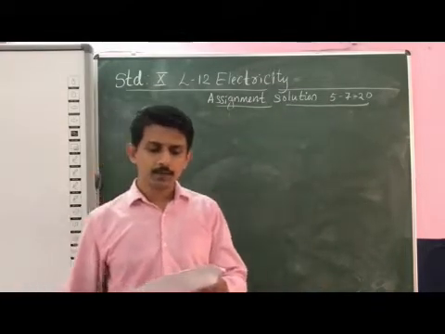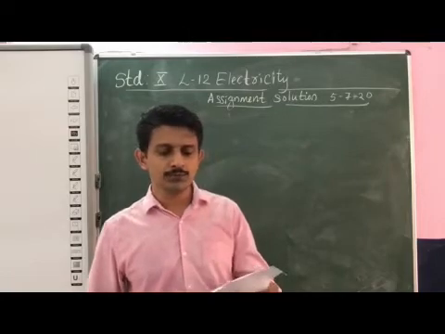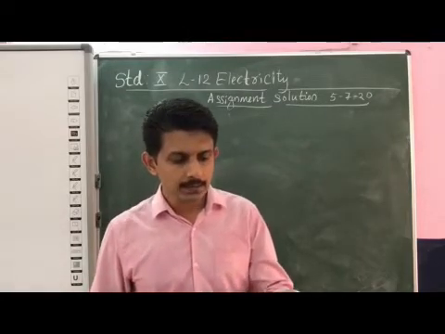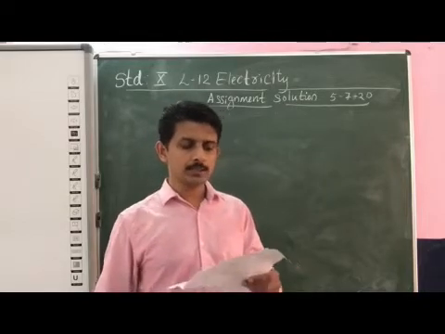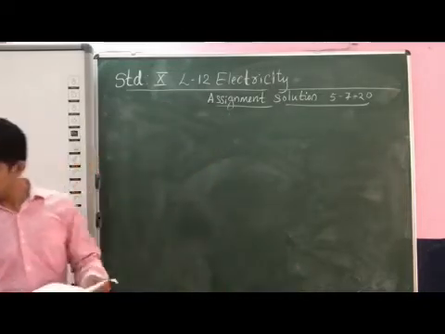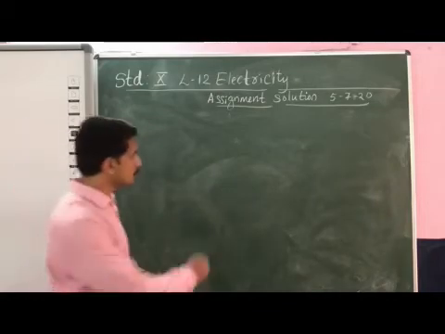So first question we are discussing. A piece of iron of resistance R is cut into 5 equal parts. These parts are then connected in parallel. The equivalent resistance of the combination is R dash. Then the ratio of R by R dash is? So this is the question.